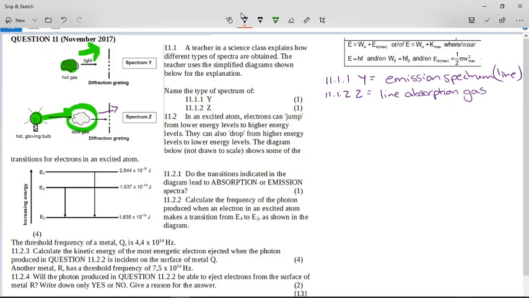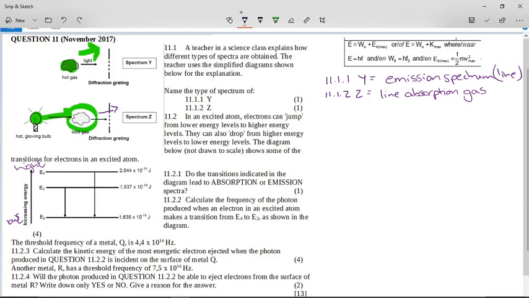photons up. Now it says to you, in an excited atom, electrons can jump from lower energy levels to higher energy levels. They can also drop from higher energy levels to lower energy levels. The diagram below, not drawn to scale, shows some of the transitions for electrons in an excited atom. So it says to you here is increasing energy, so here is high energy and here is low energy. Can you see the scale on the side here?